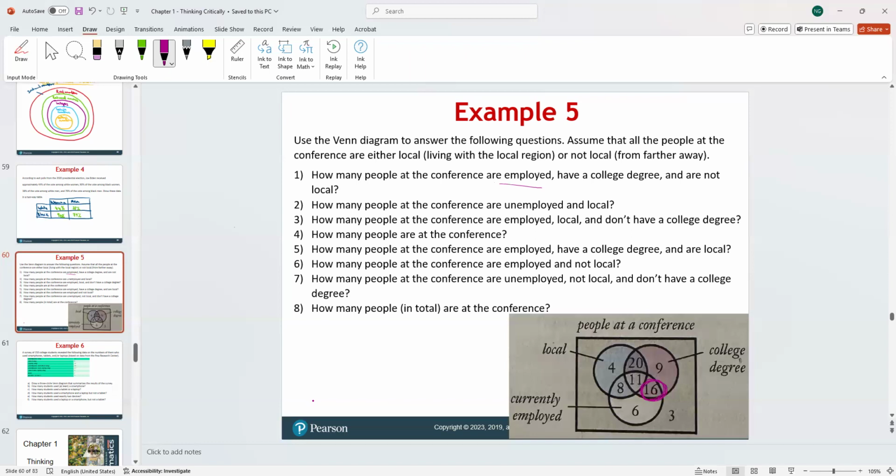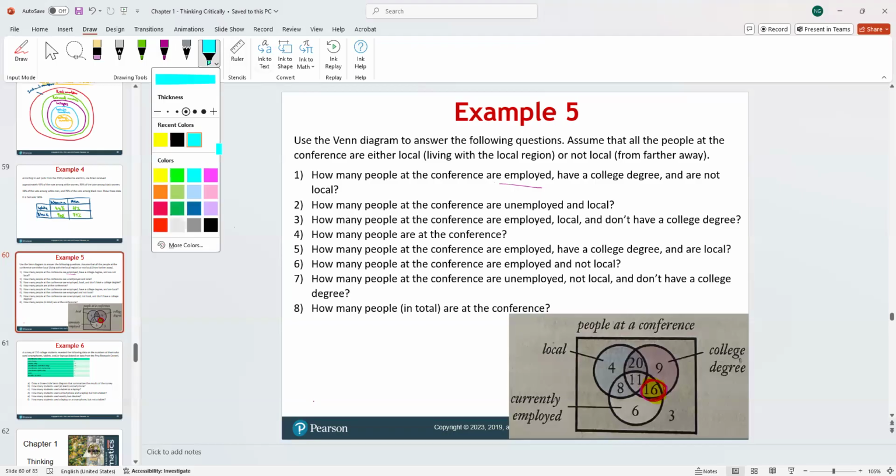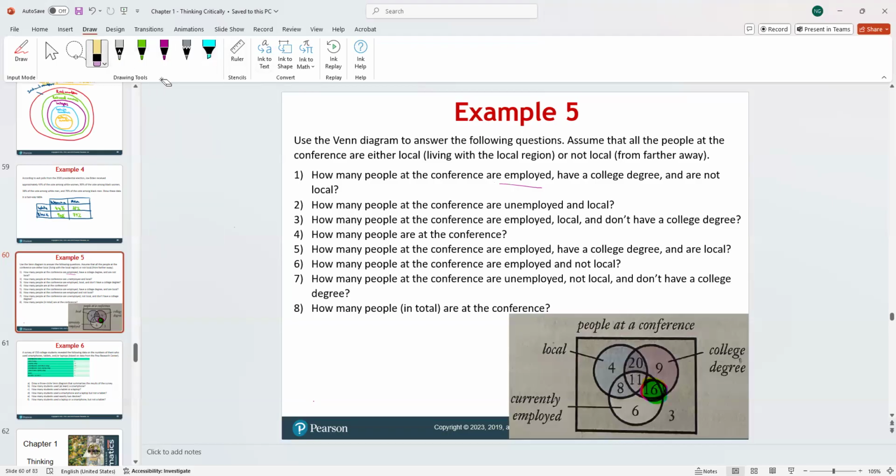It's 16. I don't know if you had a chance to see it. It's right there, right? I'm just going to change the color to make sure you can see it. So at this point, we can conclude that for this one, it would be only 16, because 16 have a college degree, are employed, but are not local. We cannot include local in it, so we're going to take only that 16 that have these two.